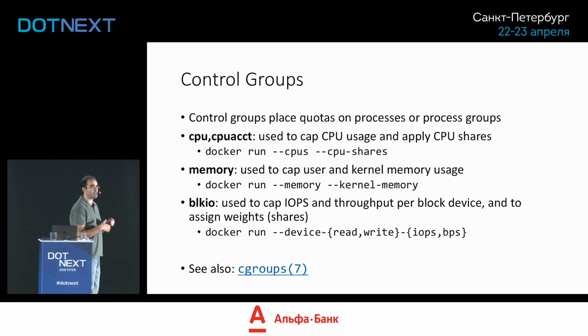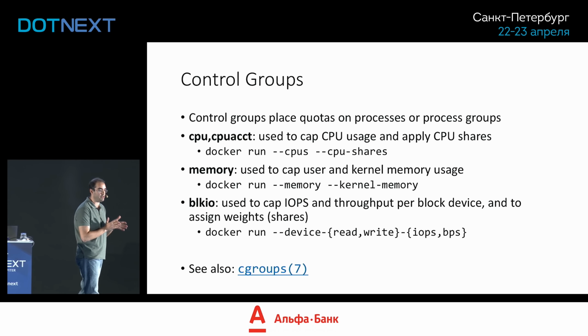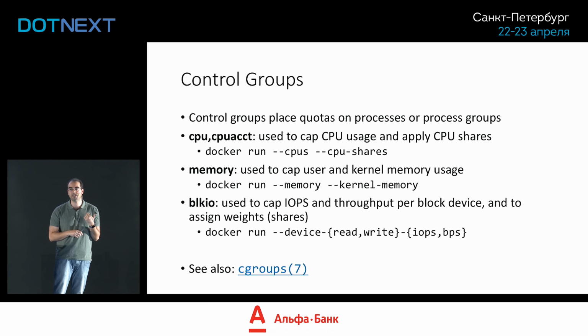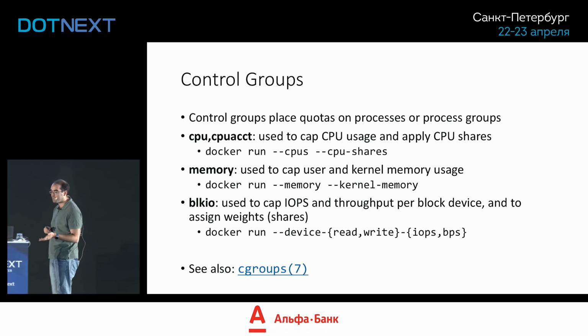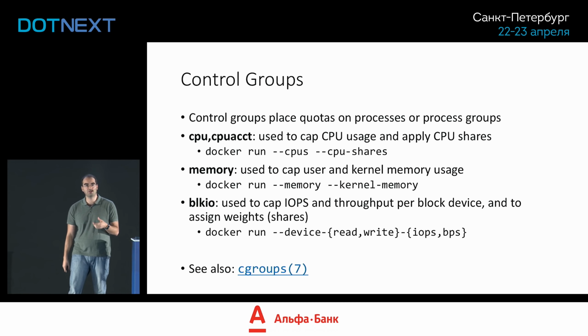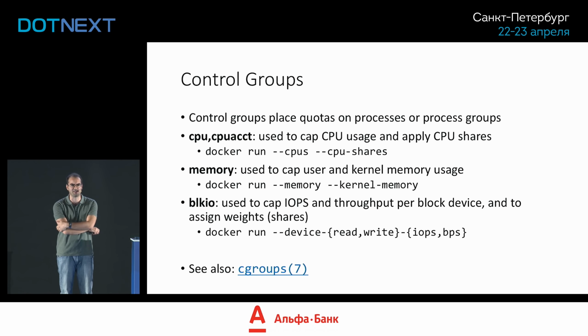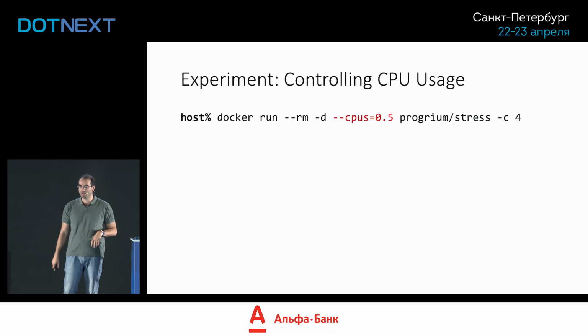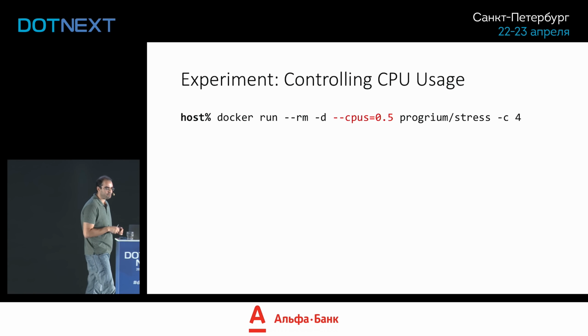So we have several kinds of C groups used by Docker and other container runtimes. The CPU C group can restrict CPU resources, memory for memory, block I/O for disk devices, and so on. And this is really nice, and it's all controlled by files in the file system. So to put restrictions on a process, you write a bunch of stuff to a file. Interesting. So let's see how it actually looks like.